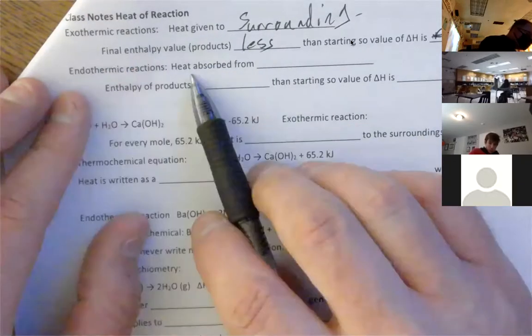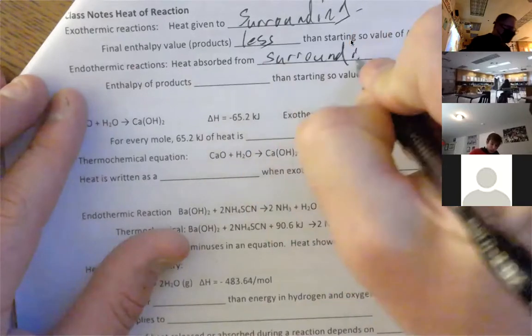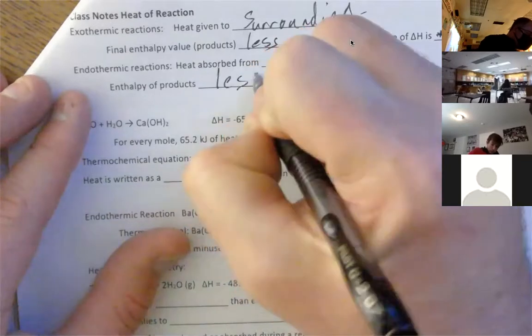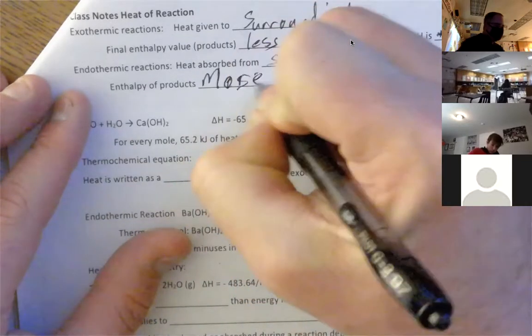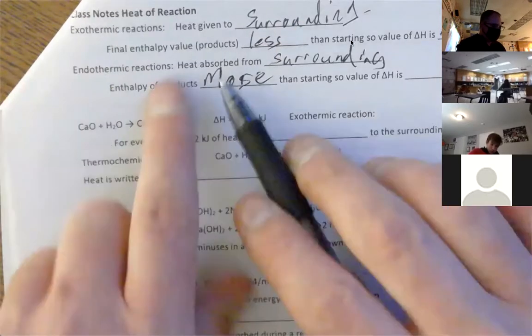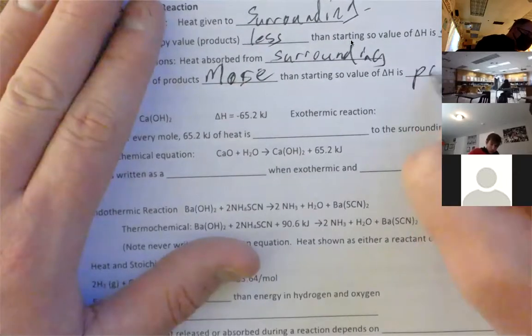In an endothermic reaction, heat is absorbed from the surroundings. The enthalpy of the products is more than the starting value. I'm messing up today. So the products have more energy because they gained or absorbed heat from the surroundings. The value of delta H there is positive.